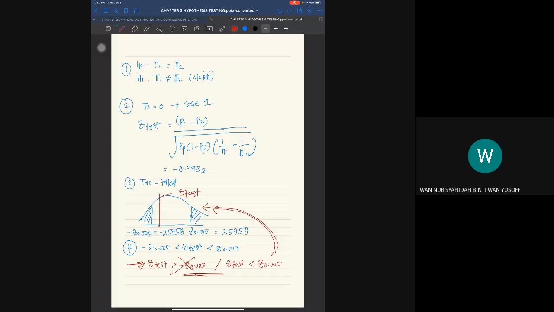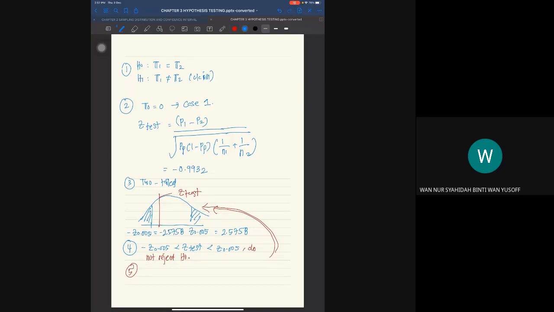Okay, got it? So, how do we do the test? Okay. So the decision is do not reject. What happened to the claim? Do we support the claim? We support or reject? Not support. We reject the claim.